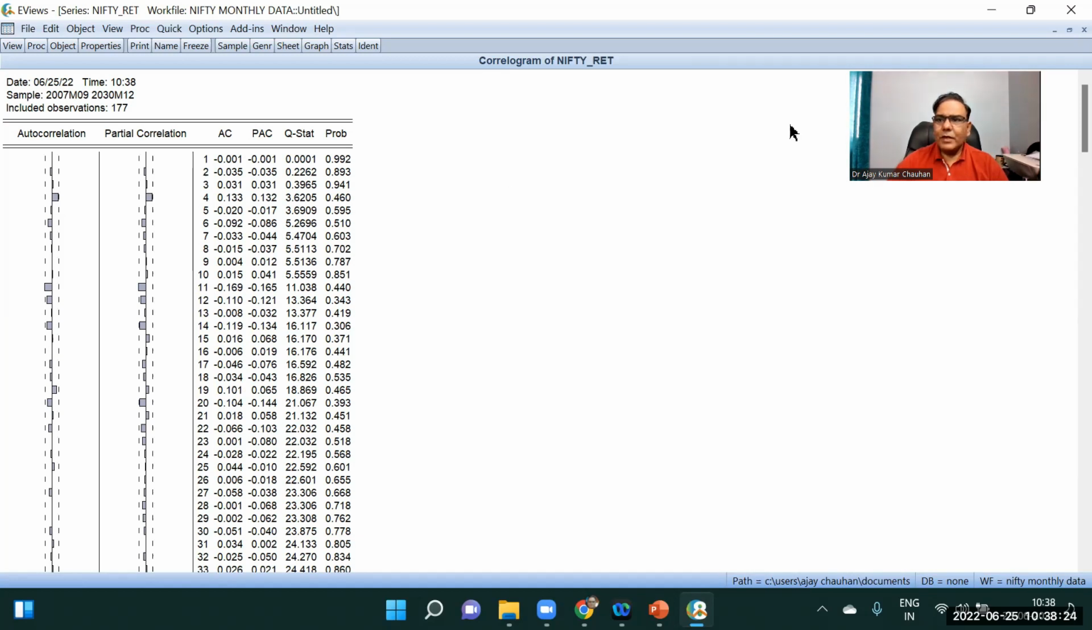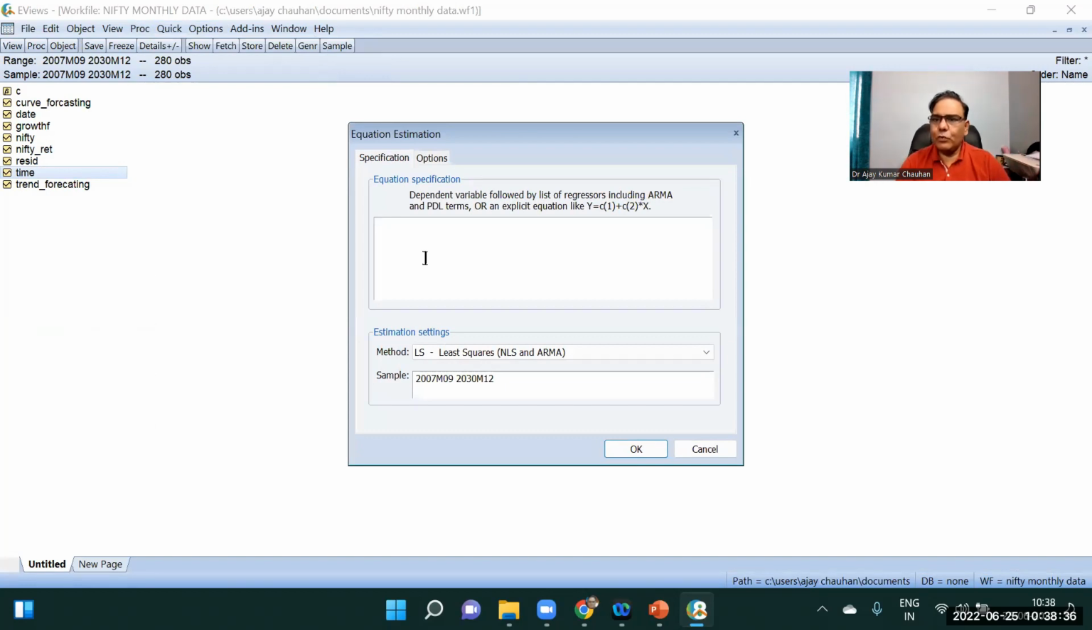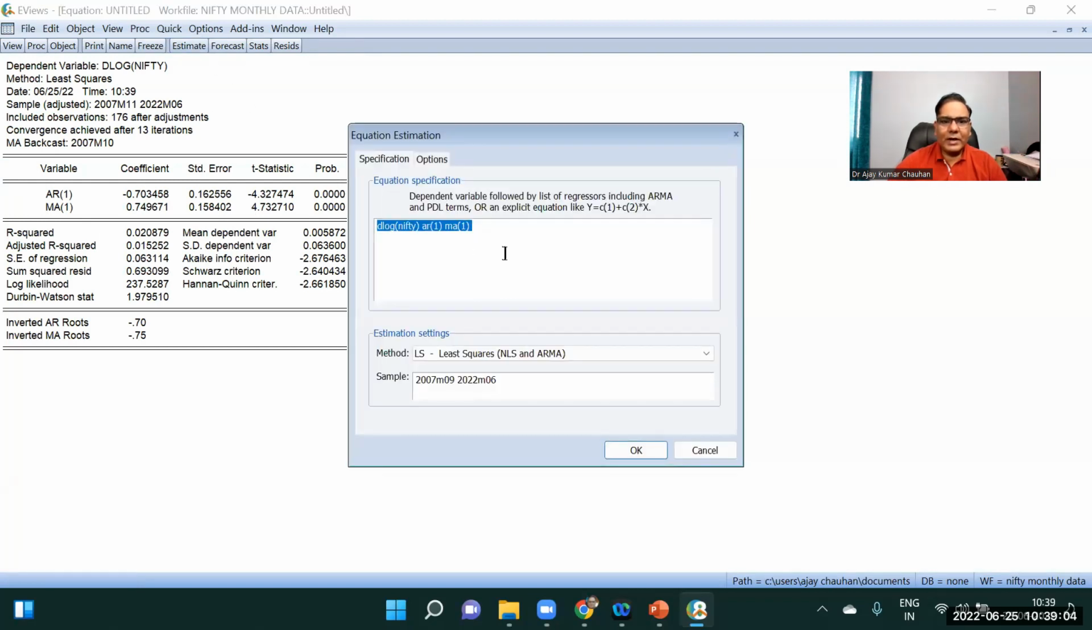So now I am going to make the model. We have to do some hit and trial here also. So dlog Nifty, I am taking AR1 and MA1. First let's start with this. The sample for the model is up to 22.06. And okay. You can see that both the AR and MA terms are significant, but I have to add a constant also. Constant must come.